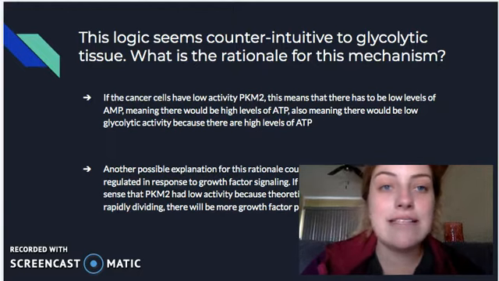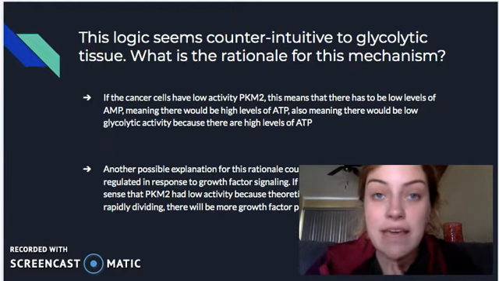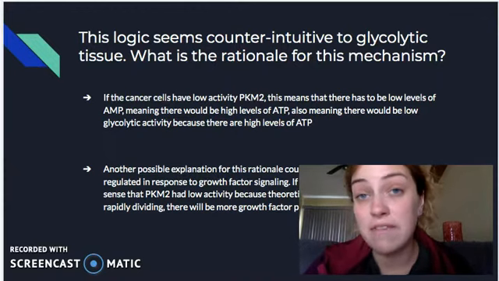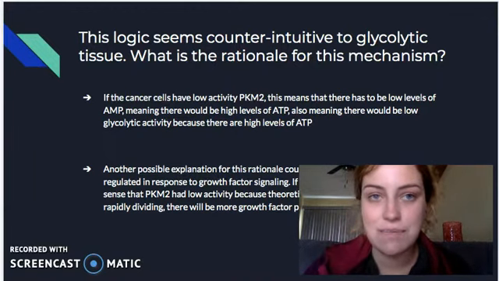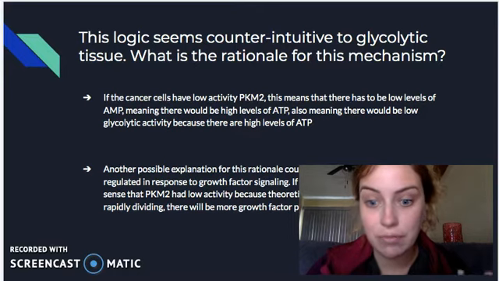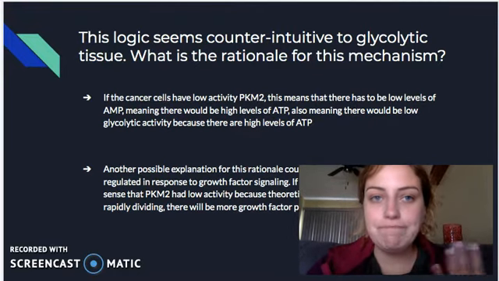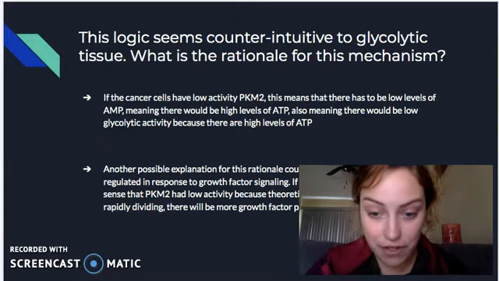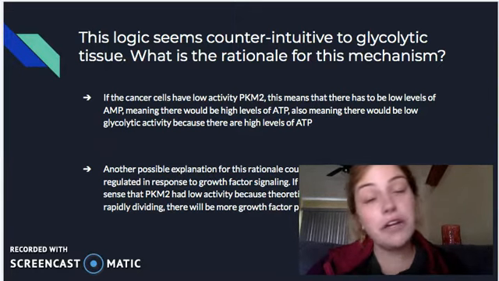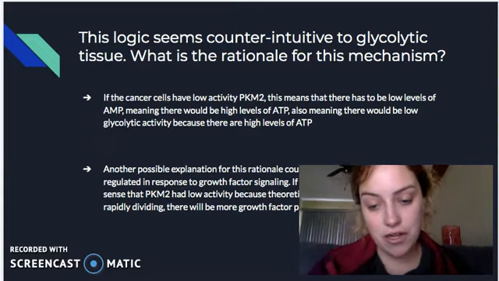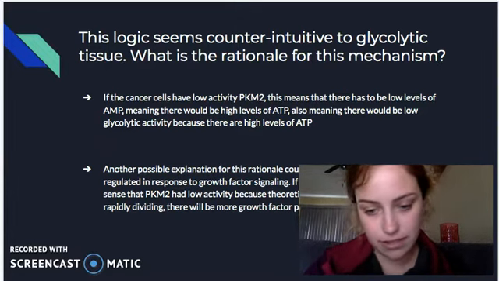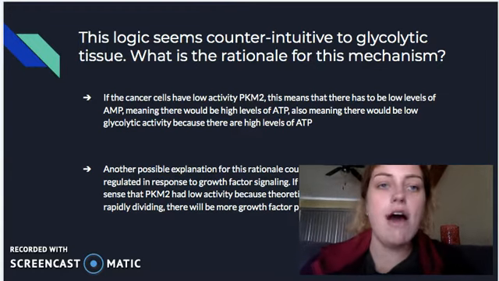Like it says, it's counterintuitive. You would think that PKM2 would be in a high activity state and would be very effective at promoting glycolysis because cancer cells are rapidly proliferating and most likely would need more energy to keep proliferating. But clearly this isn't the case since PKM2 is usually low activity, with low glycolytic activity.